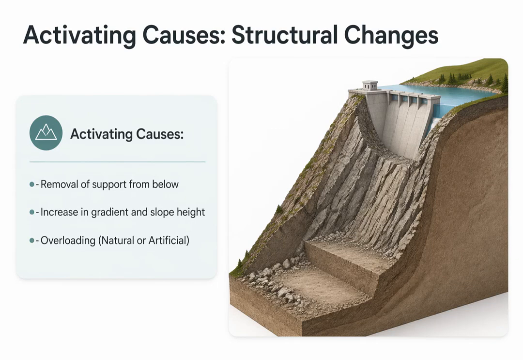Beyond the underlying conditions, there are specific activating causes that trigger these movements. One major trigger is the removal of support from the base of a slope, which can happen naturally through erosion or artificially through excavation. Increasing the steepness or height of a slope also destabilizes it. Additionally, overloading the top of the slope with extra weight, whether from natural deposits or artificial filling, such as the construction of hydroelectric projects in the Himalayas, can push the slope past its breaking point.